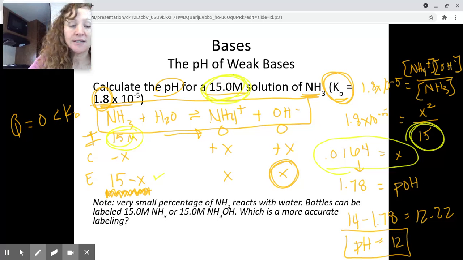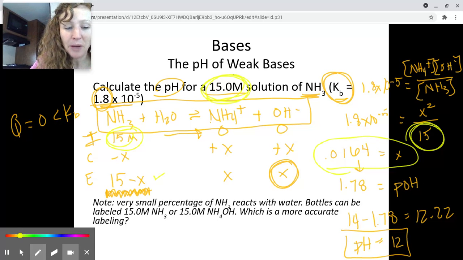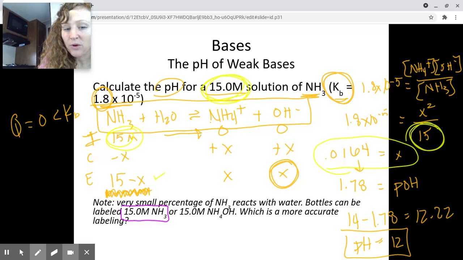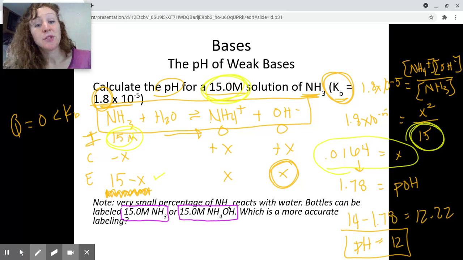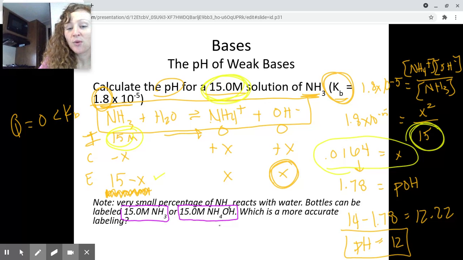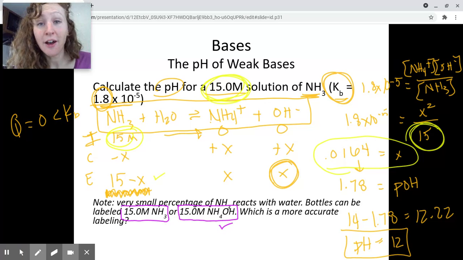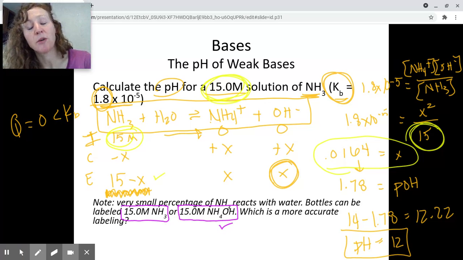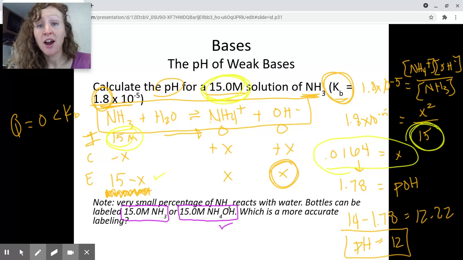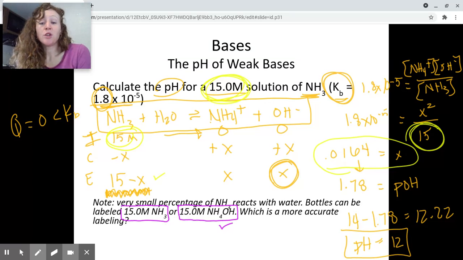Also, when you find bottles of ammonia, you may see them labeled as NH3, or you see them labeled as NH4OH. So this is actually how our bottles of ammonia come labeled when we buy them from our chemical distributor. Our bottles come labeled as NH4OH. So what do you think is a more accurate labeling?